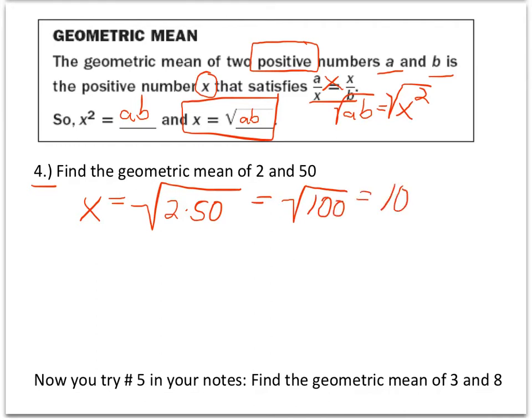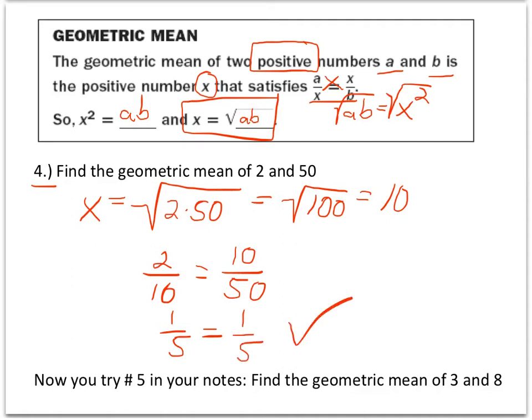Now what this means is that if you take one of the numbers, 2 in this case, divide it by the geometric mean, that should equal the geometric mean divided by the second number. 2/10 is the same as 1/5, and that in fact does equal 10 divided by 50, which is also 1/5. So we found a number, 10, that divides the first number and can be divided by the second number. It's our geometric mean. Go ahead and try number 5 yourself in your notes.